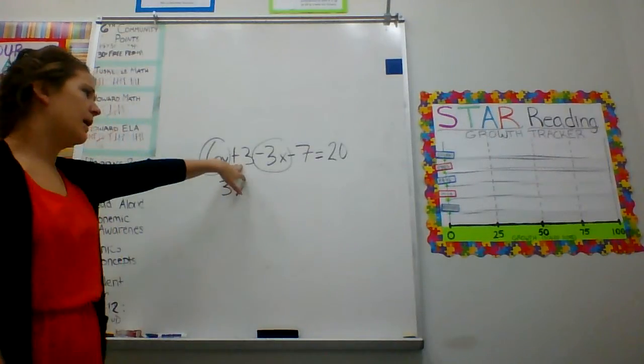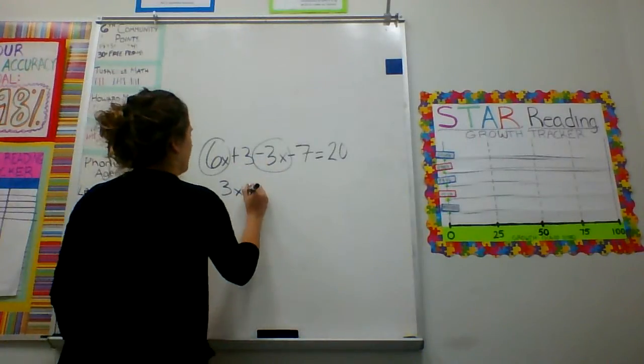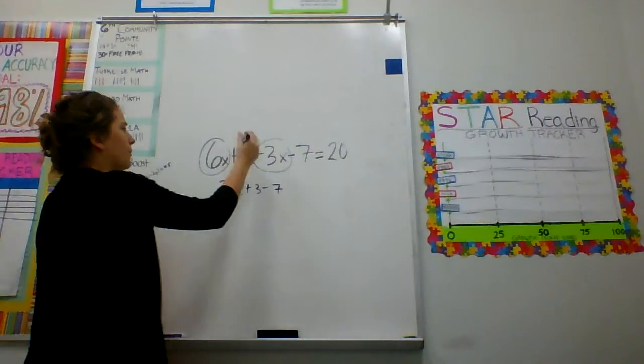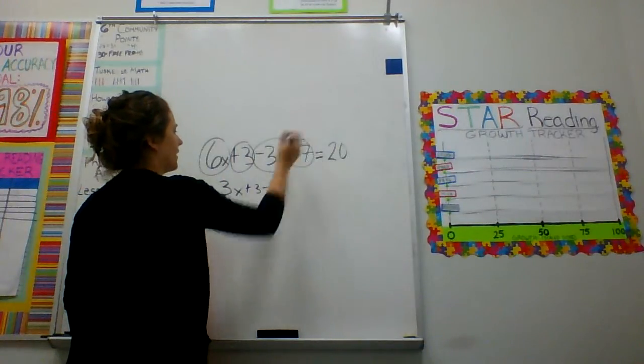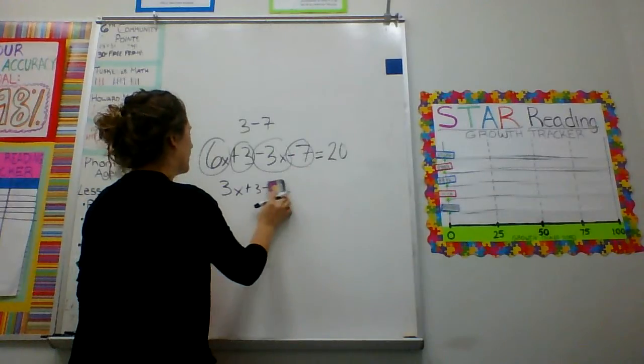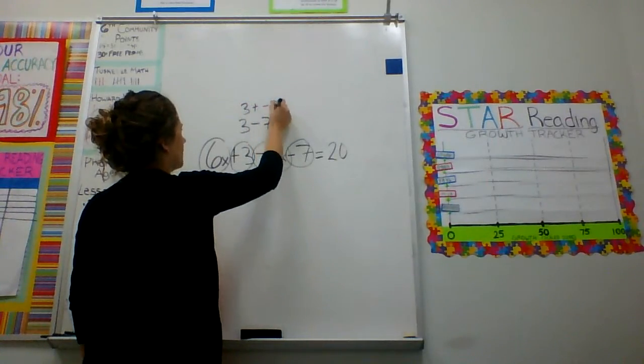And now I'm left with a positive 3 and a negative 7. I also need to combine that positive 3 and negative 7. So, positive 3, negative 7. I have 3 minus 7, or I can also write that as 3 plus negative 7.